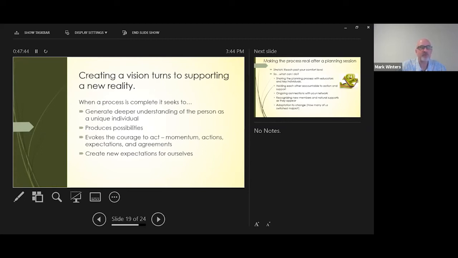Right? Plans produce possibilities. What are the options? What can be next? What will we be working on? Right? It evokes the courage to act. That people leave that planning process motivated to support the individual, that the person is motivated for what can happen next in their life, and that collaboratively we're taking that momentum and we are moving forward with it, right?